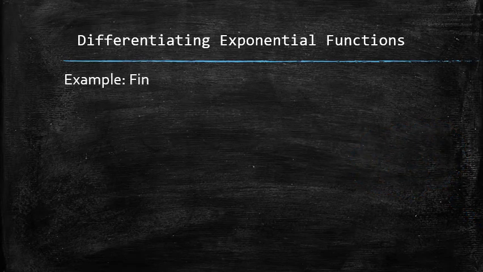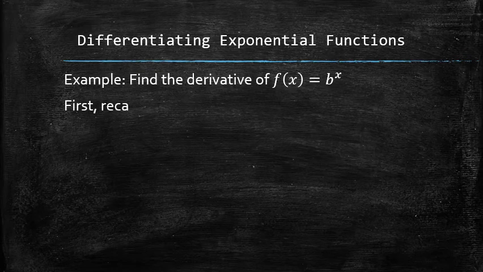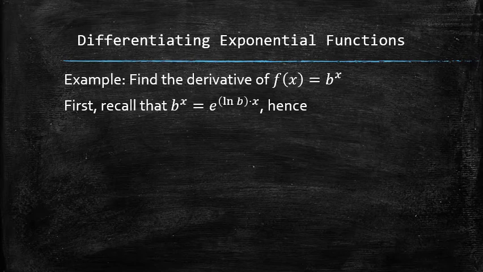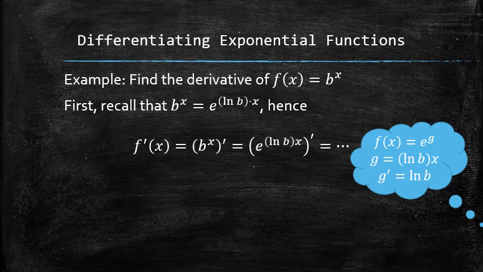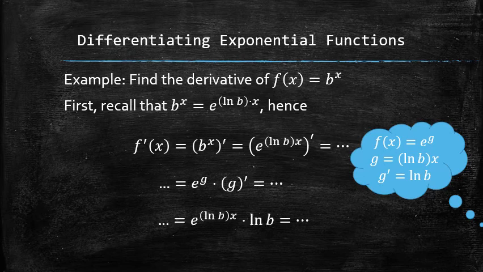The same argument works for any base b. First, we rewrite the function and then start the process by recognizing that we have to find the derivative of a composition of the natural exponential function applied to the linear function. So we apply the chain rule, for which we know how to find all the components. We get the final answer after plugging everything in and simplifying.